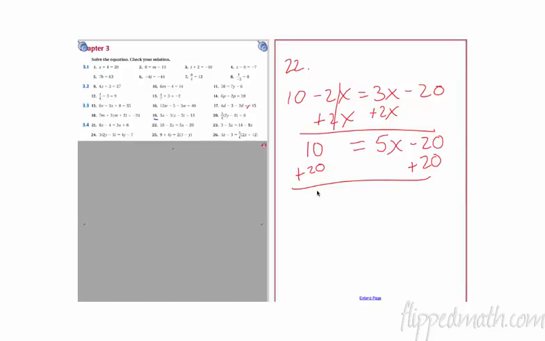What do we got? Here we get 30 equals 5x. Divide each side by 5. And guess what? 6 equals x. We're all done with that one. So that was 22. Let's do number 25. Well, no, let's go fraction. Let's do it up with the fractions.